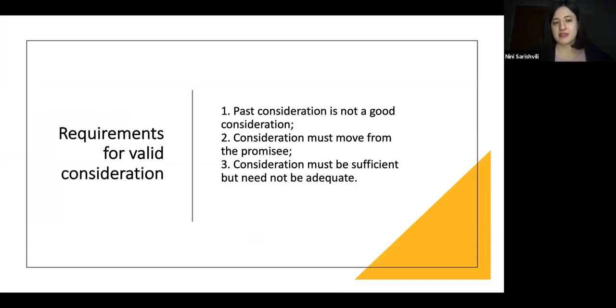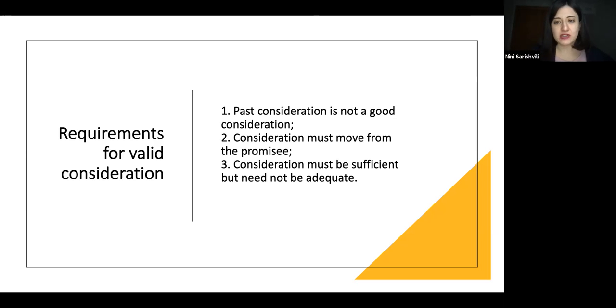There are a few requirements for valid consideration. If these scenarios are present in the problem question that you're discussing, then you will have to discuss a little bit more for consideration and not pass to the next requirement before you make sure that you discuss all these steps.